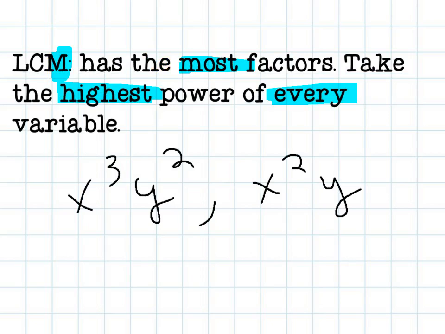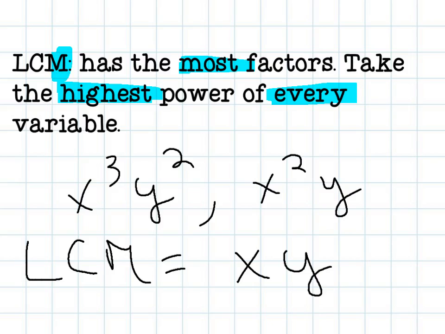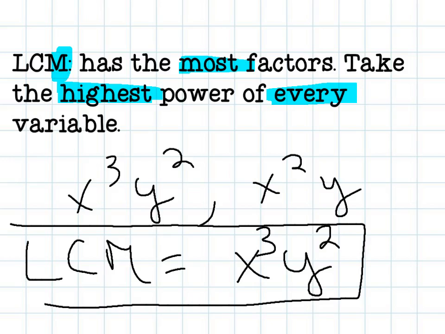Now with the LCM, same problem, but this time we want the most factors, and we want to take the highest power of every variable. So again, we're looking for our LCM. We know we're going to have x's and y's because that's all we have, and we're looking for the highest power. Well, we have x cubed and x squared. Well, x cubed is higher. We have y squared and y, and y squared is higher. So your LCM is x cubed y squared.